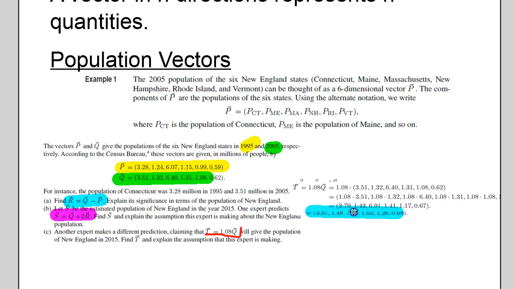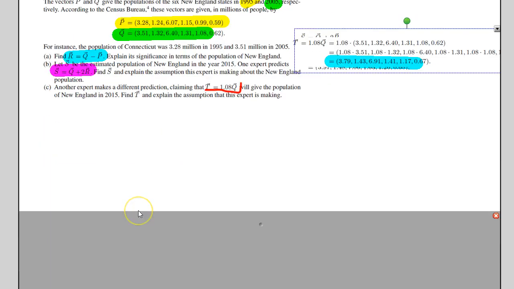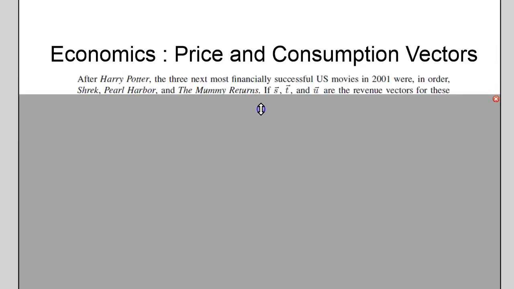Sorry, we end up with, oops, this is our answer, by multiplying each component of the vector by 1.08. Okay, very simple math here, but it's an example of vectors not in math but in other areas. Let's take a very quick look at economics.